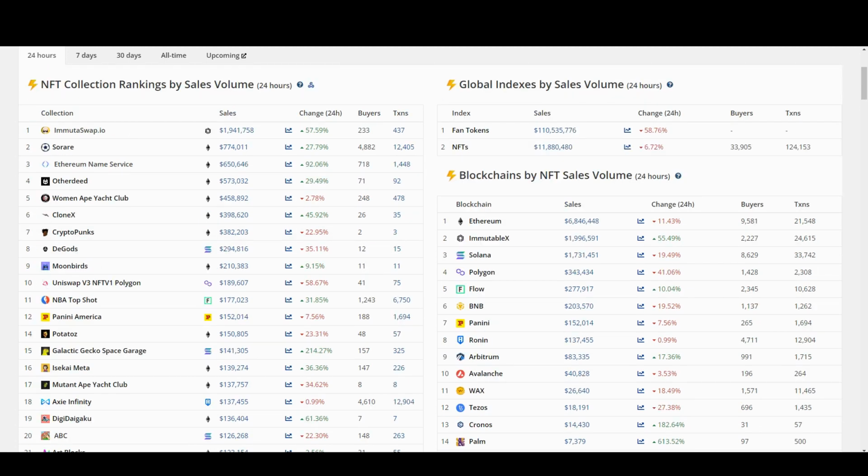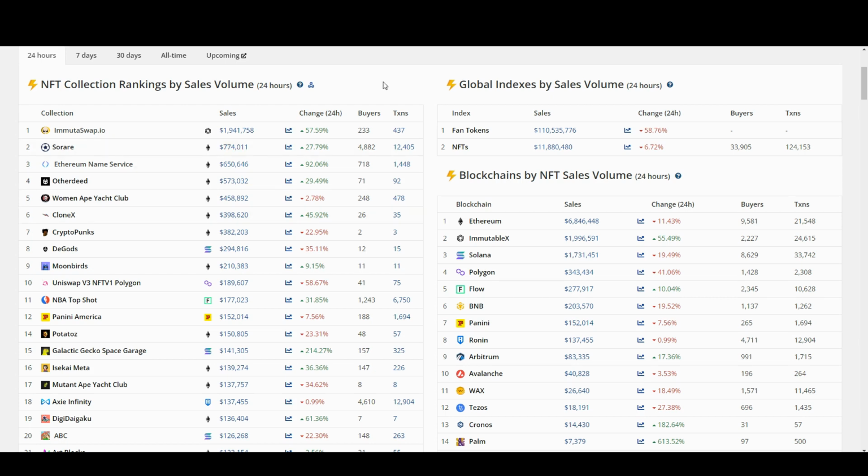if we look on this side, we can see the biggest NFT trading collection in the last 24 hours is Immutaswap IO. And if we look here, the number is pretty much exactly the same: $1.9 million for Immutaswap, and Immutable X is $2 million. So basically the vast majority of NFT trading at the moment on Immutable X is this Immutaswap.